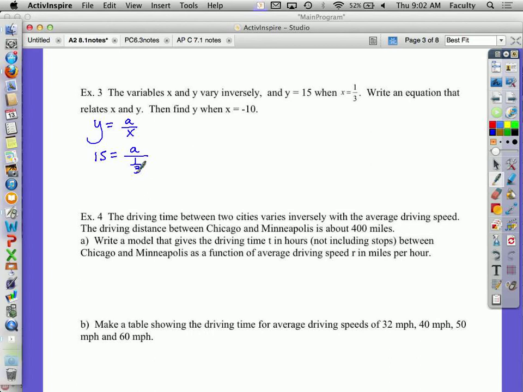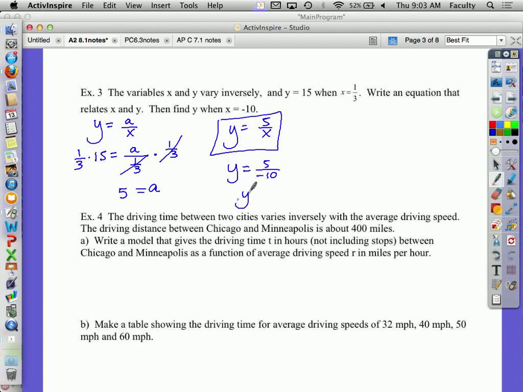Now don't let it bother you when you have a fraction in there, because I can still multiply by that fraction. They cancel. So a is 5. So y equals 5 over x. And then it says find y when x is -10. Okay, any questions on that one?